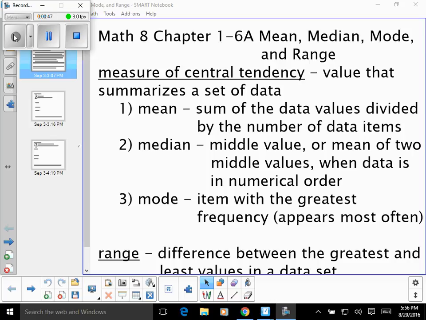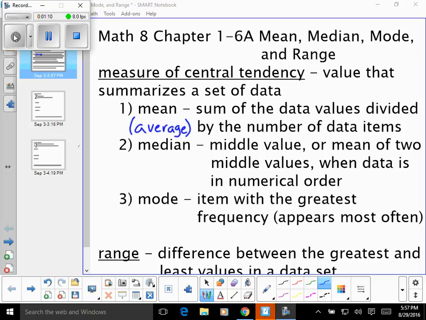The mean is sometimes referred to as the average. Maybe when you were younger that's what it was called, but most of the time in junior high and high school we're going to call it the mean. This is the sum of the data values, and we're going to divide by the number of data items.